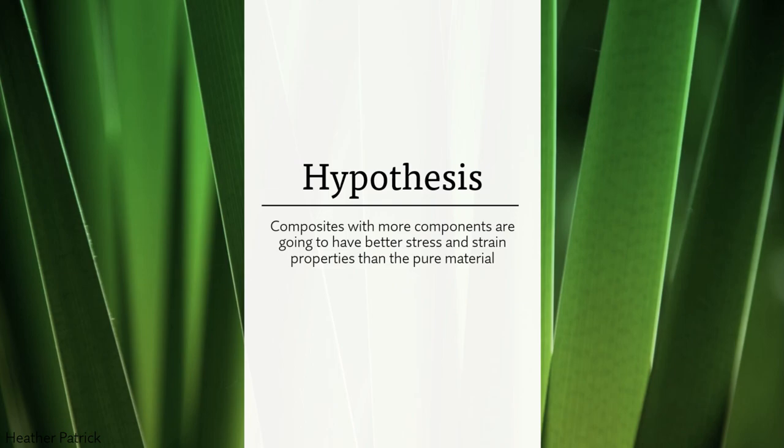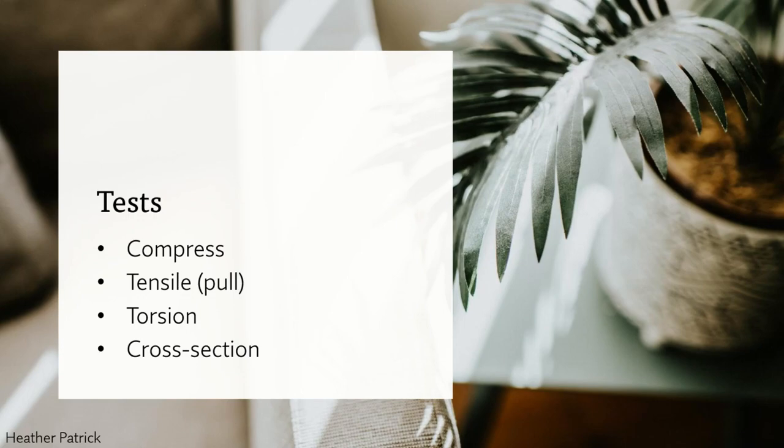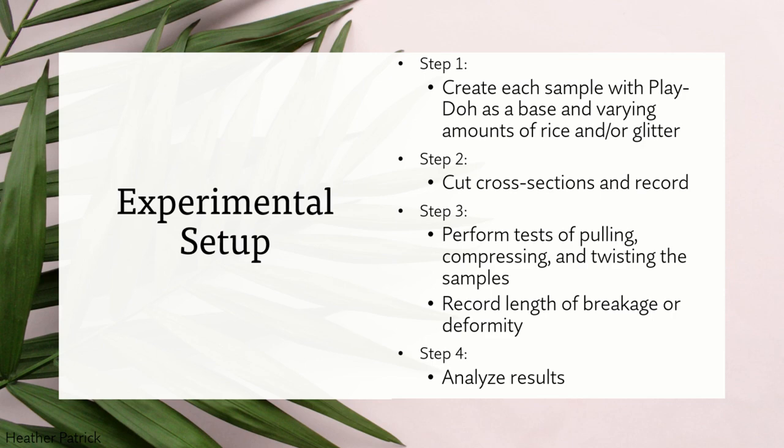My hypothesis before I started the experiment was that the composites are generally going to have better stress and better strain properties than the material, especially composites with more components. The tests I'm going to be performing today are compression, tensile, and torsion, and then I will also include the cross-sectional areas of each sample to show the density, just an observational density and how much impurity is present, just to get a visual when making some of these conclusions.